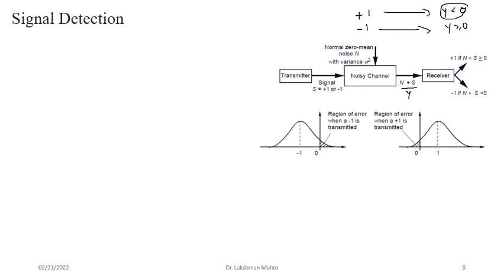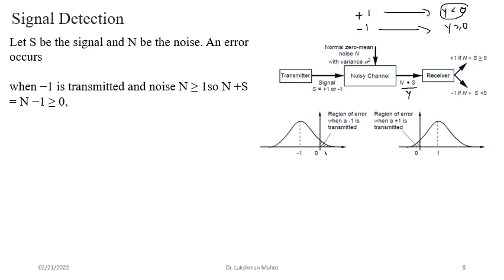I will discuss all these things geometrically. Let S be the signal and N be the noise. An error occurs if minus 1 is transmitted and the noise is greater than or equal to 1. If noise is greater than or equal to 1, what does that say? If you add the signal to both sides, then since minus 1 has been sent, N plus S equals N minus 1.